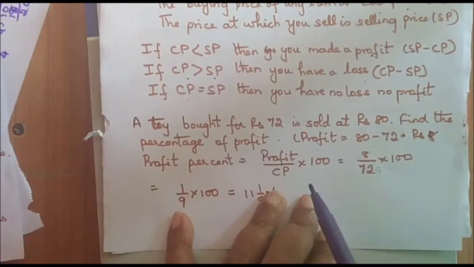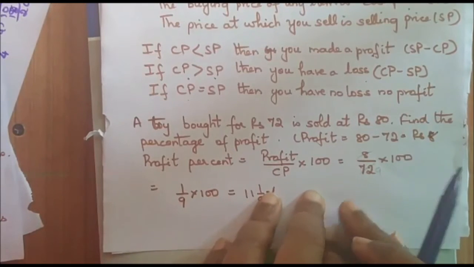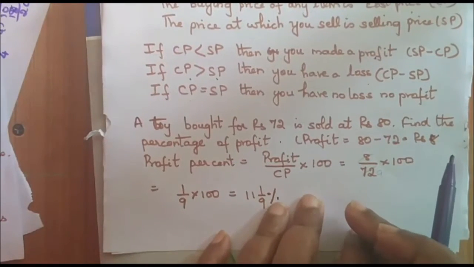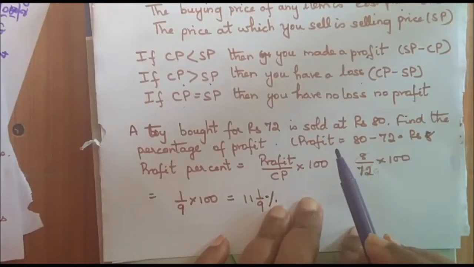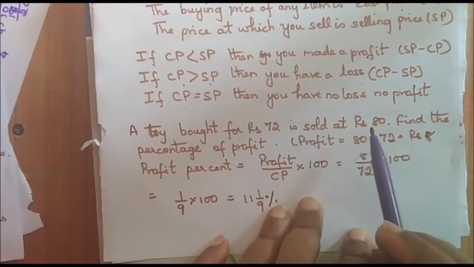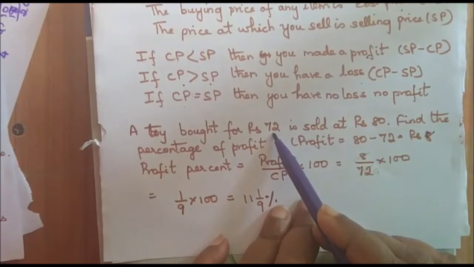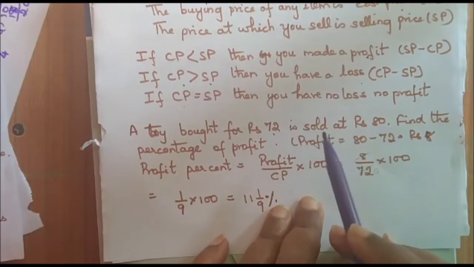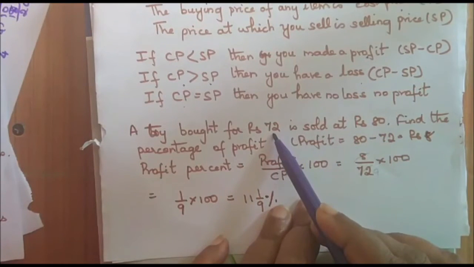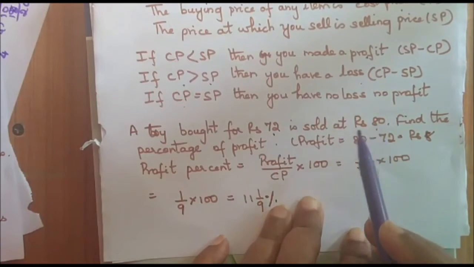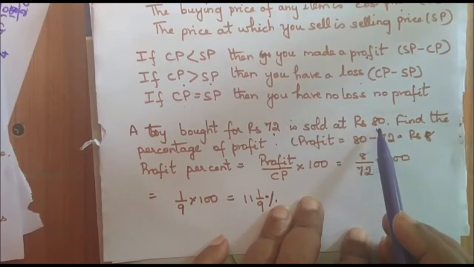Find the percentage of profit. This is a very commonly asked question, so please keep certain points in mind. Now it is given that it is purchased at 72 and sold at 80. So the cost price is 72 and the selling price is 80. The selling price is more than the cost price, so it is a profit.